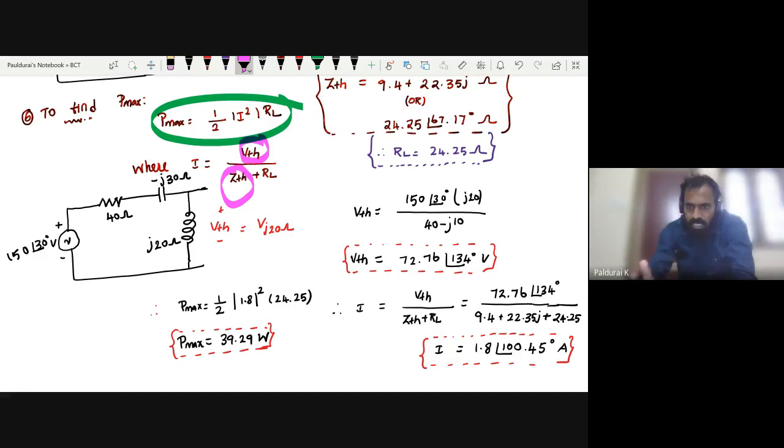Suppose VTH is 150 at an angle of 30. If you don't substitute, you know, for VTH this is 72.76 and 134.